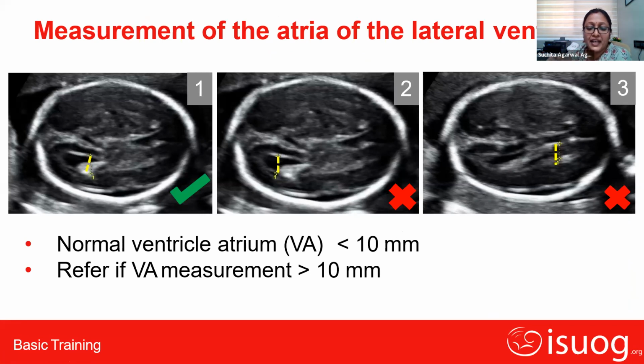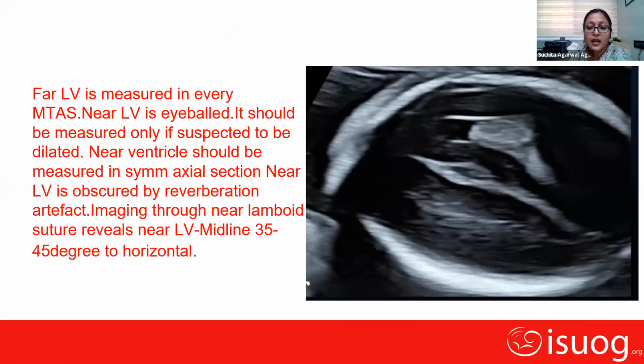So the rule of 10 we have to apply: the cisterna magna is also 10, and the occipital horn of the lateral ventricle is also 10 millimeter. Then one more important thing: whatever I have said till now is of the far lateral ventricle. The far lateral ventricle is measured in every mid-trimester anomaly scan.